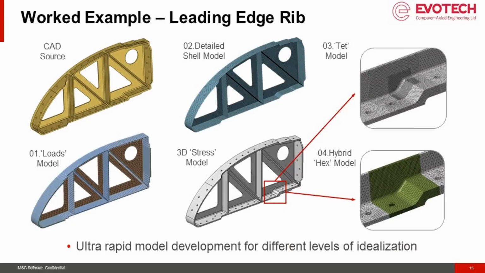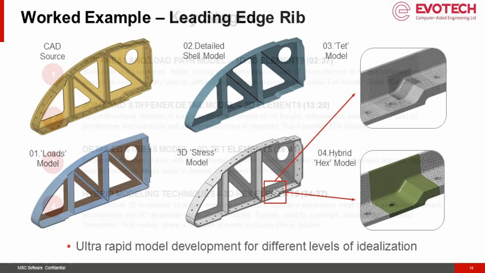In this worked example, we'll go through the full model development for a typical aerospace component, in this case a leading edge rib. This will be focused on a number of different idealization and modeling strategies depending on the overall intention of the model. This will take a CAD source description of the rib and look at various FEA representations from a simple loads model through to a 3D stress model with ultra rapid model development for different levels of idealization.